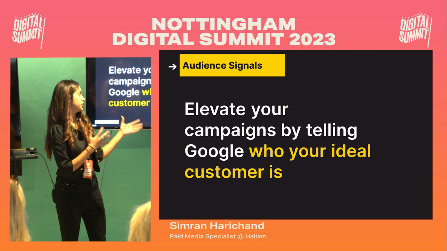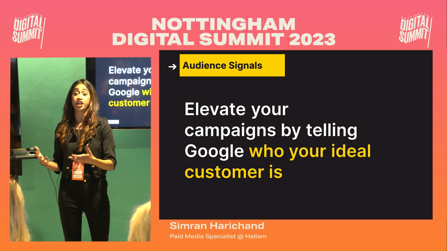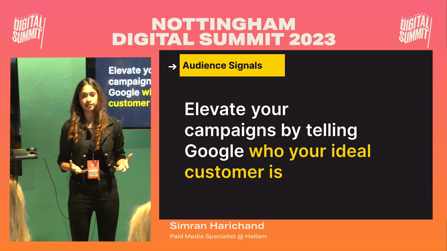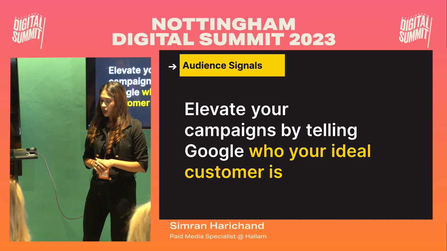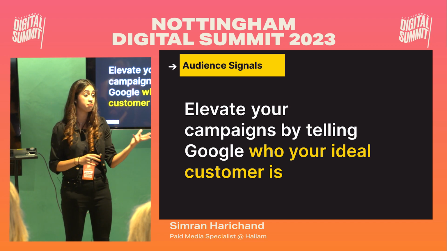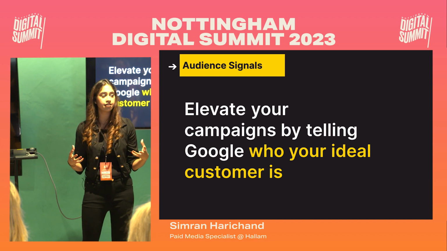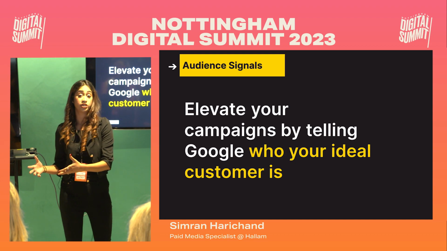But by giving it audience signals, you're telling Google's algorithm who your ideal target market is, who your ideal customer is. So you can elevate your campaigns and give them a head start before the machine learning even kicks in. There are various different signals that you can give your campaign. It can be in-market, demographic, so on and so forth. But the best kind of signal are those signals that are high intent and quite specific audiences.